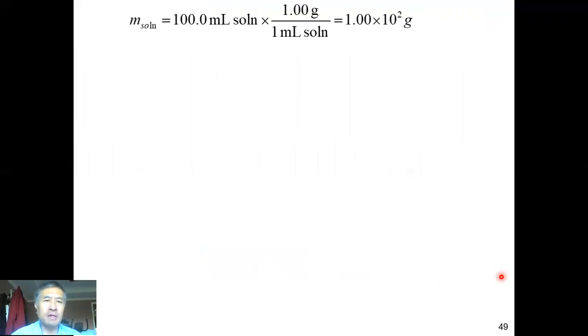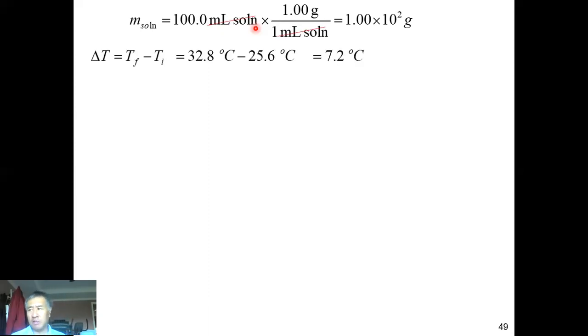Okay, so we start by calculating the mass of solution. We have 100.0 milliliter of solution. So that's the volume of solution. Multiplied by the density of the solution, we get 1.00 times 10 to the positive 2 gram. And then we calculate the temperature change for the solution. So temperature change equals Tf minus Ti equals 32.8 degrees Celsius minus 25.6 degrees Celsius equals 7.2 degrees Celsius. Then we can use this equation to calculate Q solution.